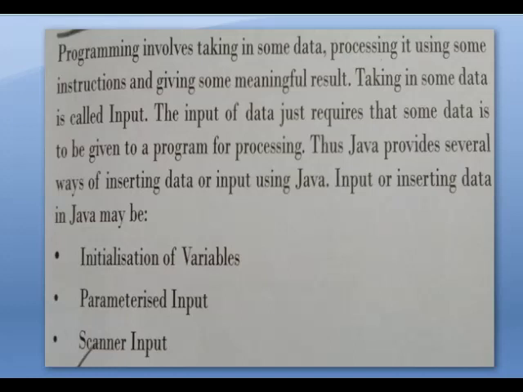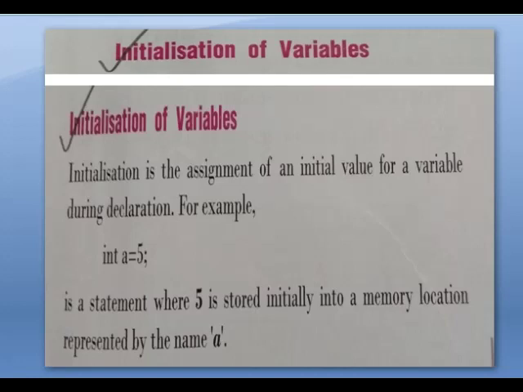Input or inserting data in Java may be of three types. First one is initialization of variables. Second one is parameterized input and third one is scanner input. Okay, we are going to see one by one. First one is initialization of variables. So what is called initialization of variables?